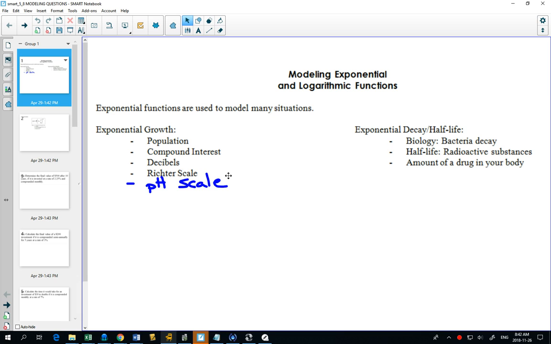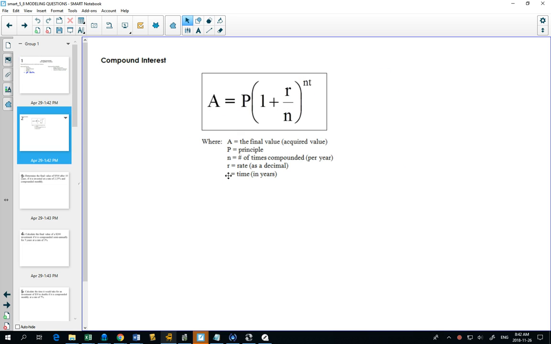And then we also have some things that decay. In biology, there's certain bacteria that decay. There's radioactive substances that have a half-life that decay. And so that also looks at some exponential functions. So we'll look at a bunch of these examples throughout. We're going to start off with compound interest. Now we saw this formula already earlier, but we only used our graphing calculator to solve. Now that we have logarithms, we can solve these algebraically and use logarithms to solve for them.